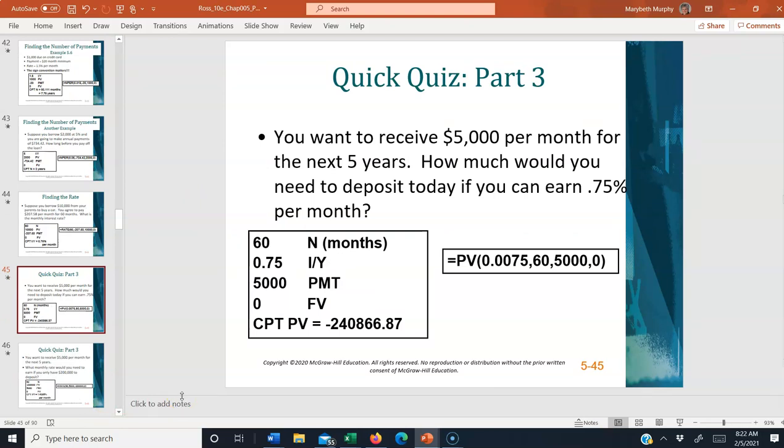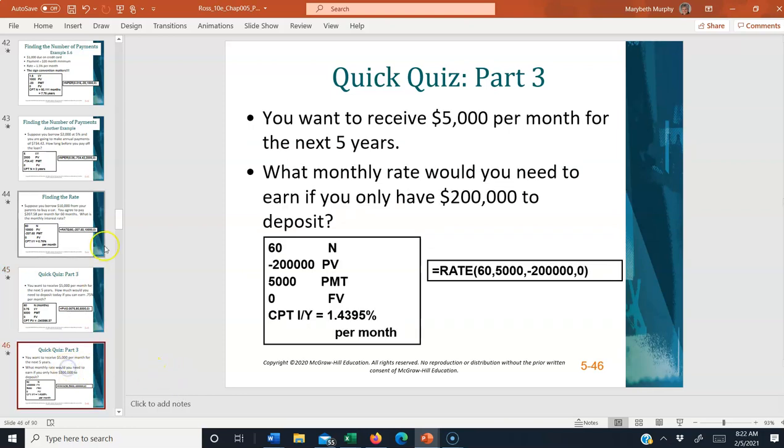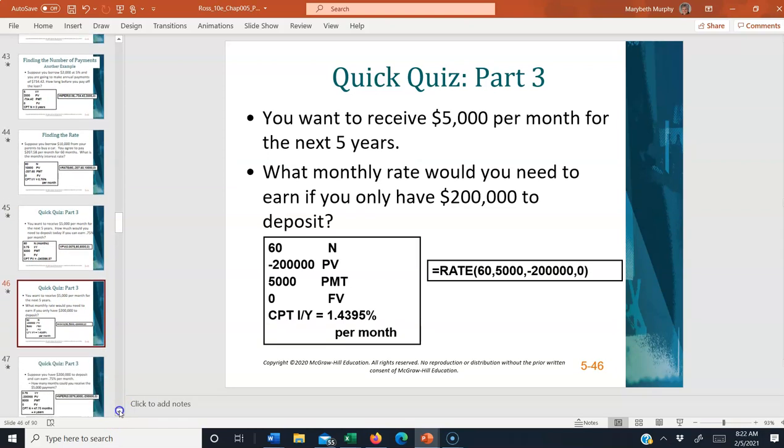Okay, if you want to receive $500 per month for the next 5 years, how much would you need to deposit? Oh, this is the quiz. I'm going to let you take the quiz on your own. I thought that didn't look familiar to me.